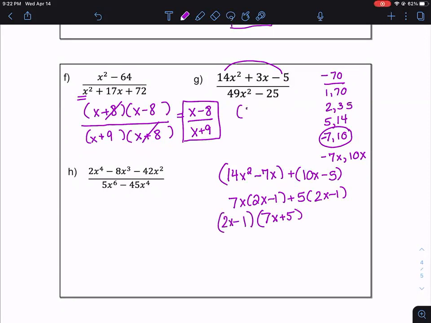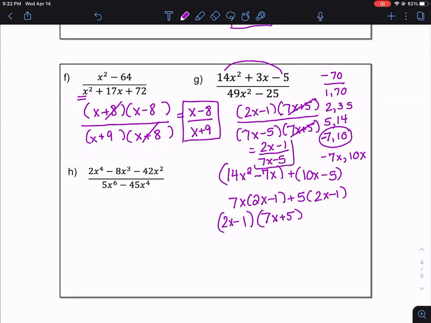And now I will put them back up in the top. So 2x minus 1, 7x plus 5. And then the denominator does not have a GCF, but it is a difference of squares. The 7x plus 5s are the same, so we're left with 2x minus 1 over 7x minus 5. There was nothing really new in that, only you had a trinomial where A was more than 1, and so you had to consider how to deal with that value.